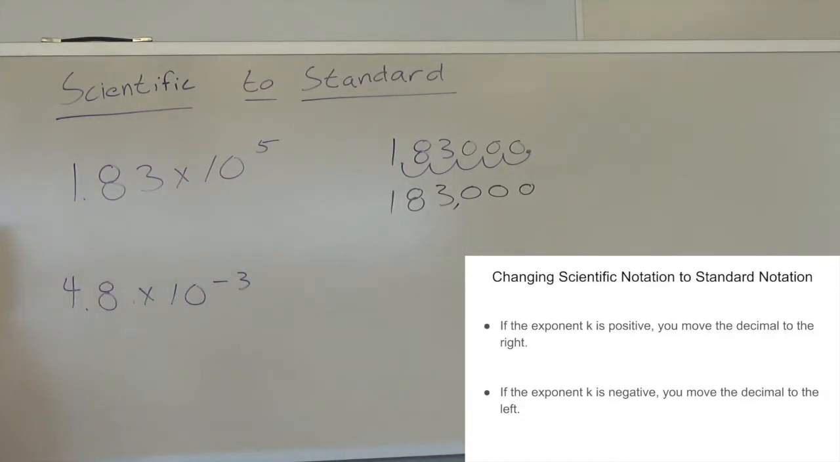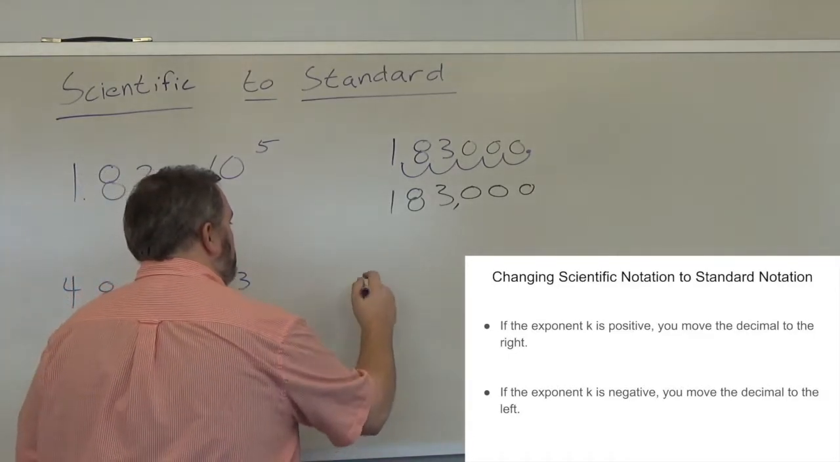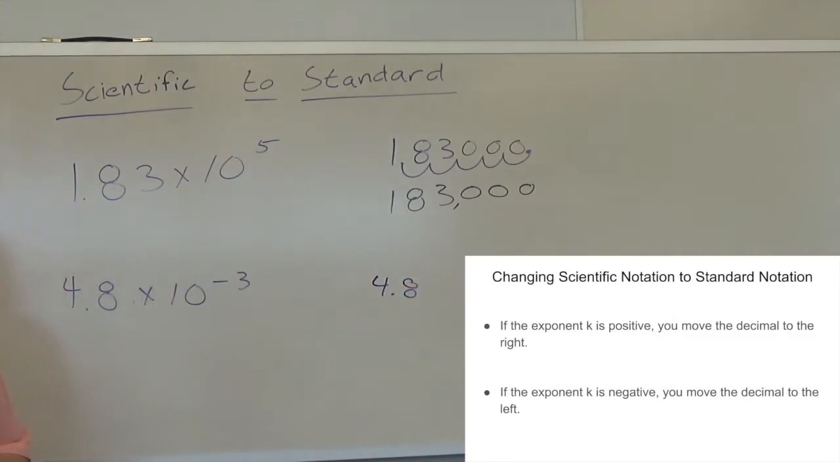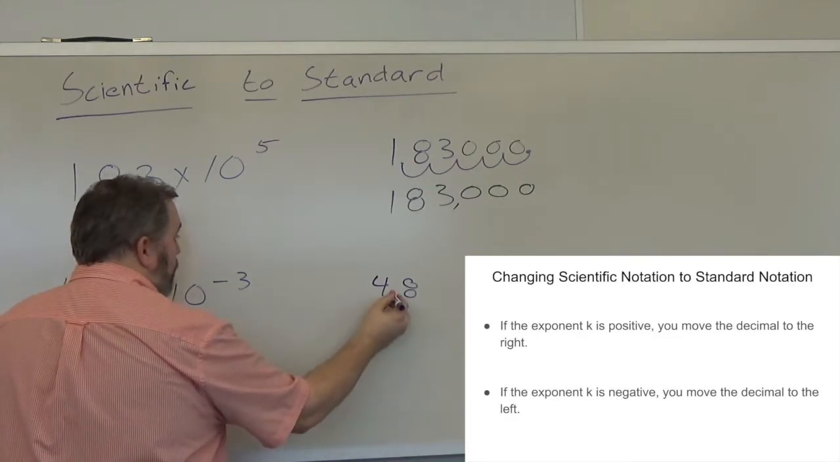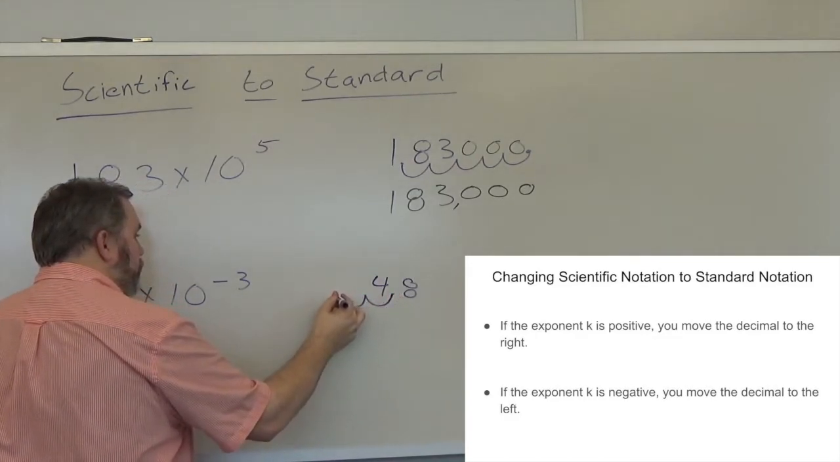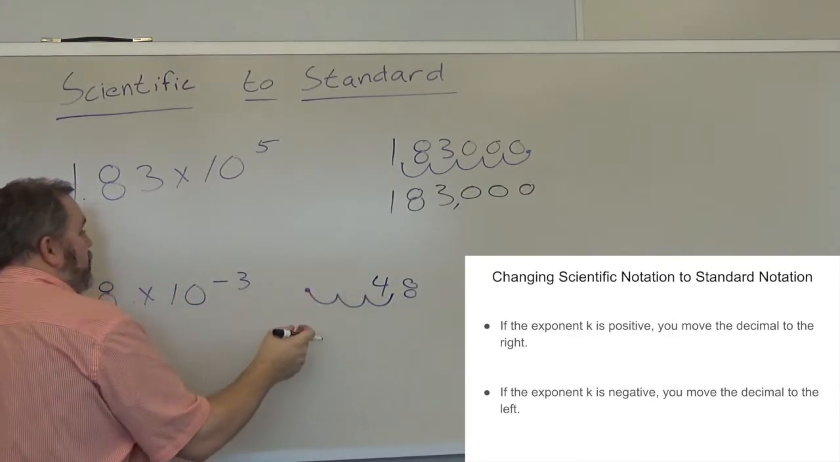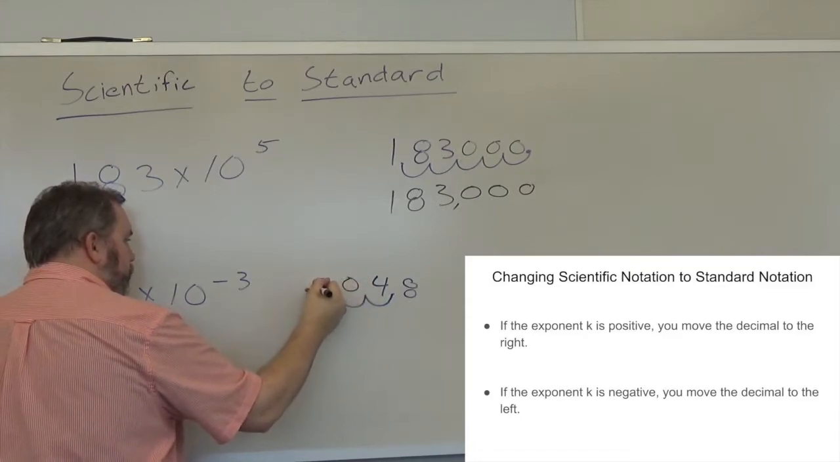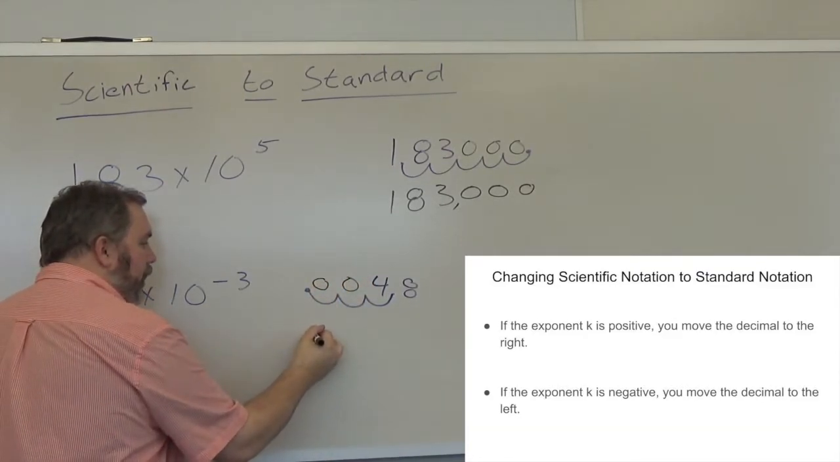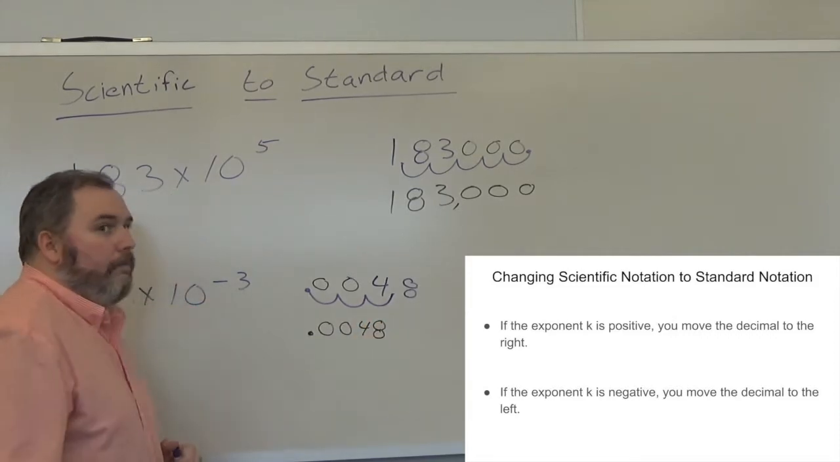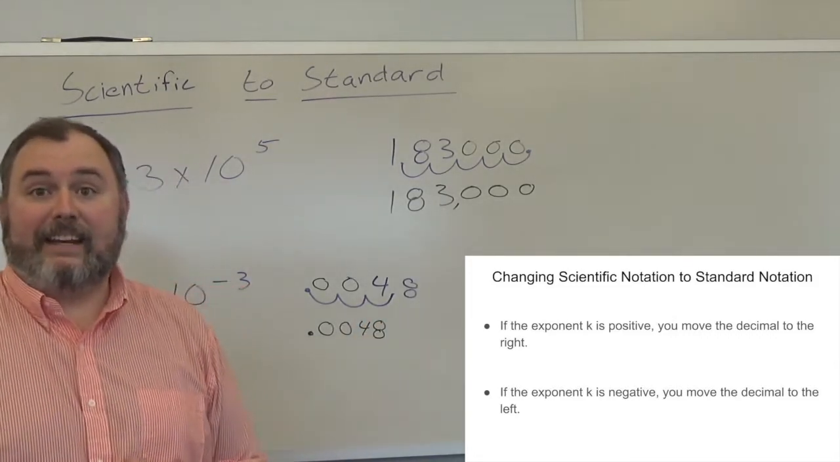All right, let's do the next one. Start off with your 4.8. It tells you you need to move it 3 times, and the negative tells you you need to move it to the left 3 times. So you go 1, 2, 3. Move your decimal. All right? Wherever there is an empty spot, you put a 0. So ultimately, you get 0.0048.